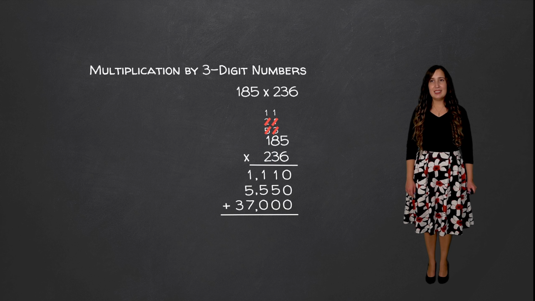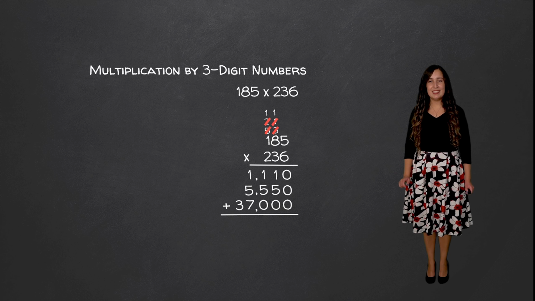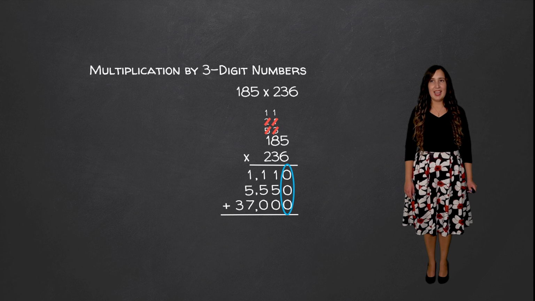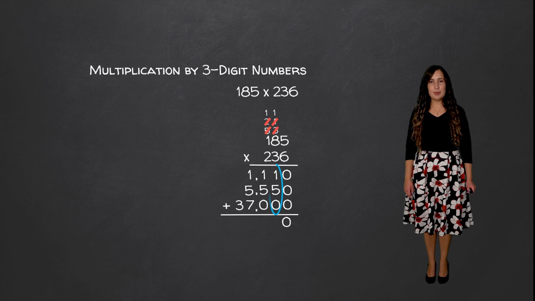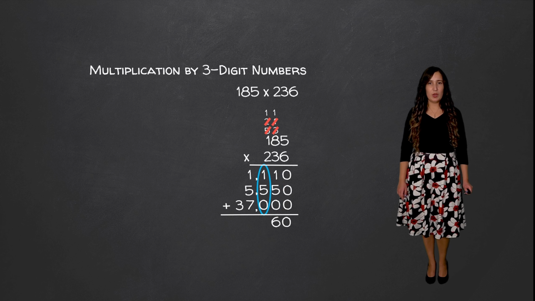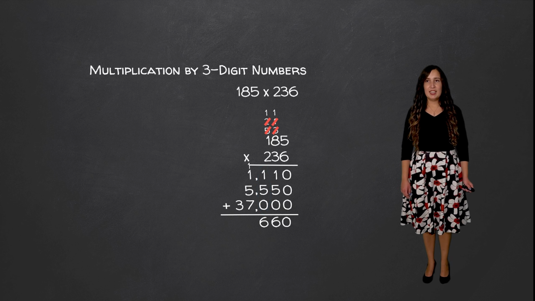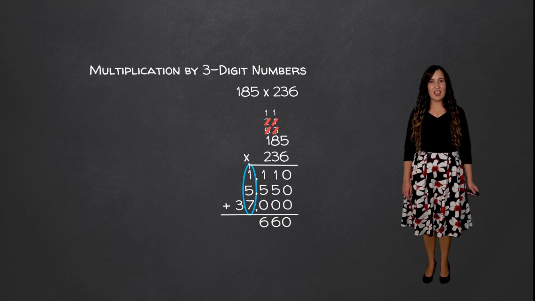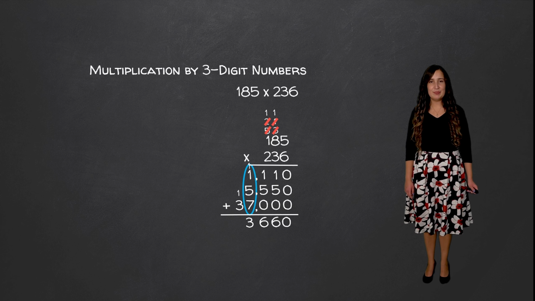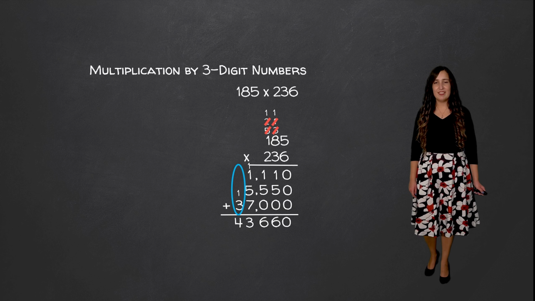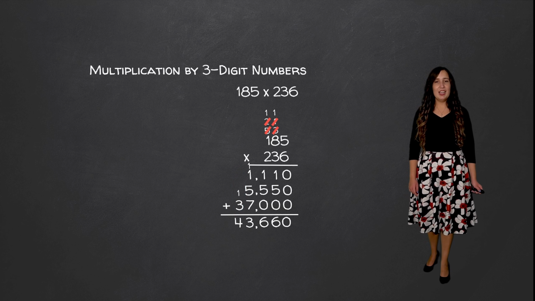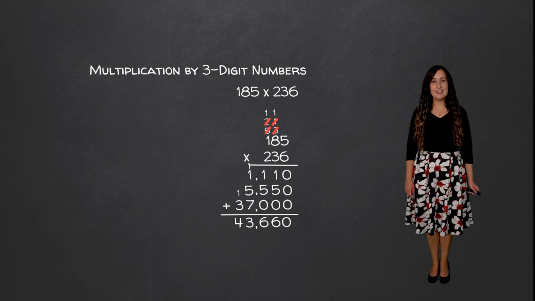So now we're going to add these values together, starting with the ones place, 0 plus 0 plus 0, we get 0. Then in our tens place, we have 1 plus 5 plus 0, giving us 6. Then in our hundreds place, we have 1 plus 5 plus 0, giving us 6. And then in our thousands place value, we have 1 plus 5 plus 7, giving us a value of 13. And then finally, we're going to carry over that 1 and then do 1 plus 3, giving us 4. So 185 times 236 gives us a value of 43,660.